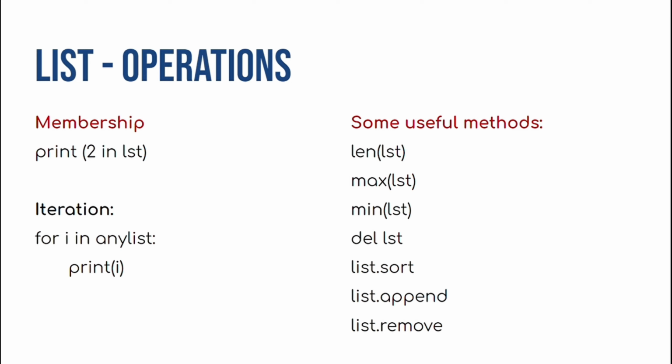Also, we have many methods associated with the list. For example, to find the length of the list, we use the len method. To find minimum and maximum elements of a list, use the min and max functions. You can also sort your list with a simple function and add elements to your list using the append function, as I told you that lists are changeable. To delete elements of a list, use the remove method. And to delete a list, use the del method.